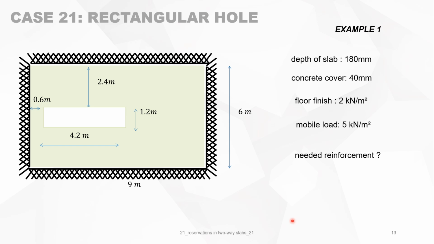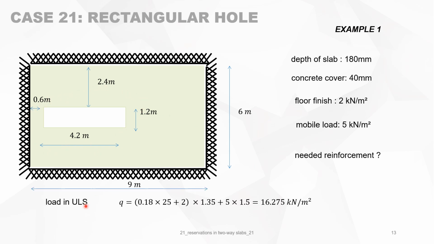Now let's make an example: a rectangular slab with a depth of 180 millimeters and a concrete cover of 40. There's a fixed load of floor finish of 2 kilonewton per square meter and a live load of 5. And we want to know what is the needed reinforcement considering the reservation in the slab. So we calculate the load in ULS, which is 1.35 permanent loads plus 1.5 mobile loads, which gives you 16.3 kilonewton per square meter.